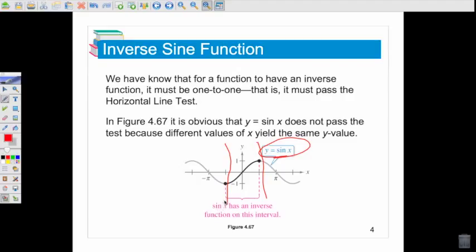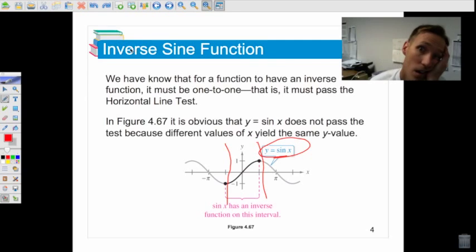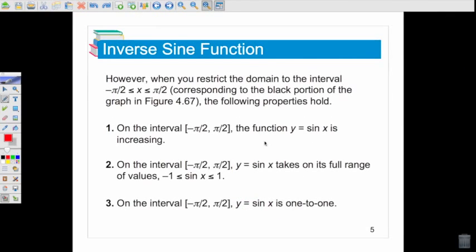Why have we chosen to restrict it there? Because it doesn't repeat any of its values between here and here. If I restricted it between here and here, the vertical line test tells me that's still not good enough. So that's why it's restricted specifically from negative pi over 2 to pi over 2. That makes the function 1 to 1, meaning there's one output for every one input, and that it can pass the horizontal line test.